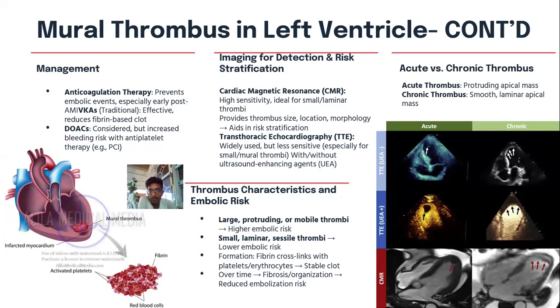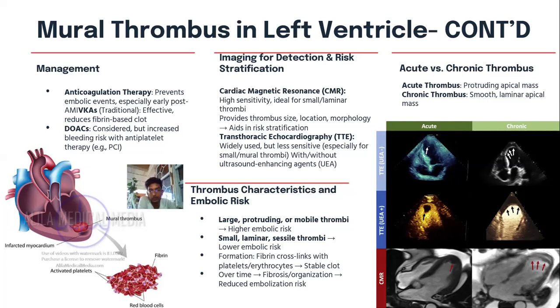As thrombus forms in a region of slow or stagnant blood flow, fibrin cross-links with platelets and erythrocytes to create a stable clot. Over time, thrombi may undergo organization, becoming more fibrotic and less prone to embolization as they become incorporated into the ventricular wall.